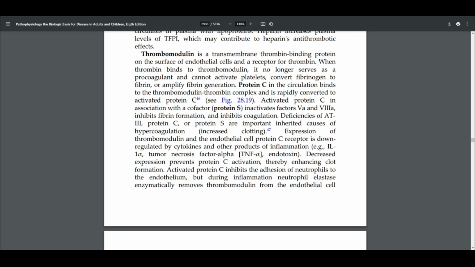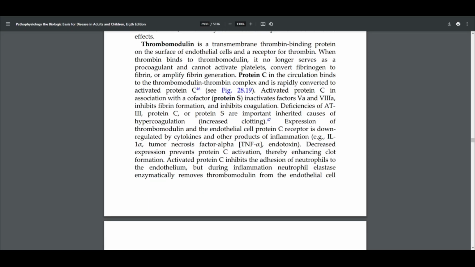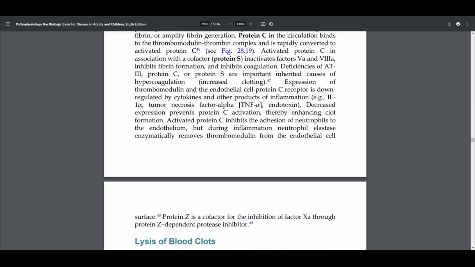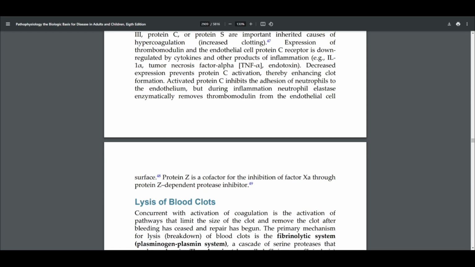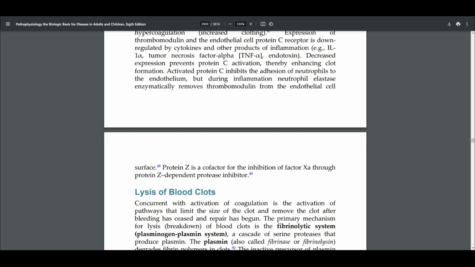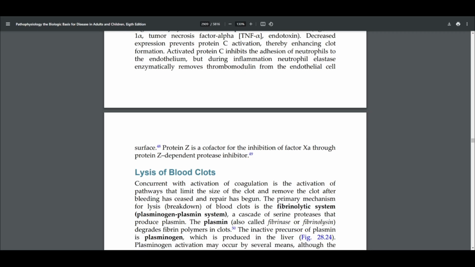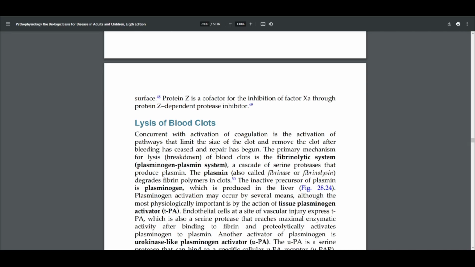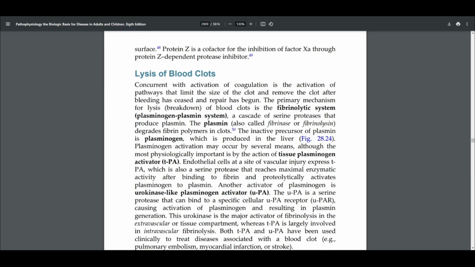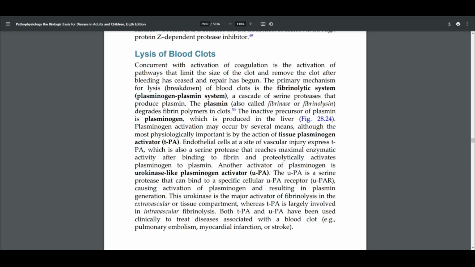Deficiencies of antithrombin III, protein C, or protein S are important inherited causes of hypercoagulation. Expression of thrombomodulin and endothelial cell protein C receptor is downregulated by cytokines and other products of inflammation. Decreased expression prevents protein C activation, thereby enhancing clot formation. Activated protein C inhibits the adhesion of neutrophils to the endothelium, but during inflammation, neutrophil elastase enzymatically removes thrombomodulin from the endothelial cell surface. Protein Z is a cofactor for the inhibition of factor Xa through protein Z-dependent protease inhibitors.